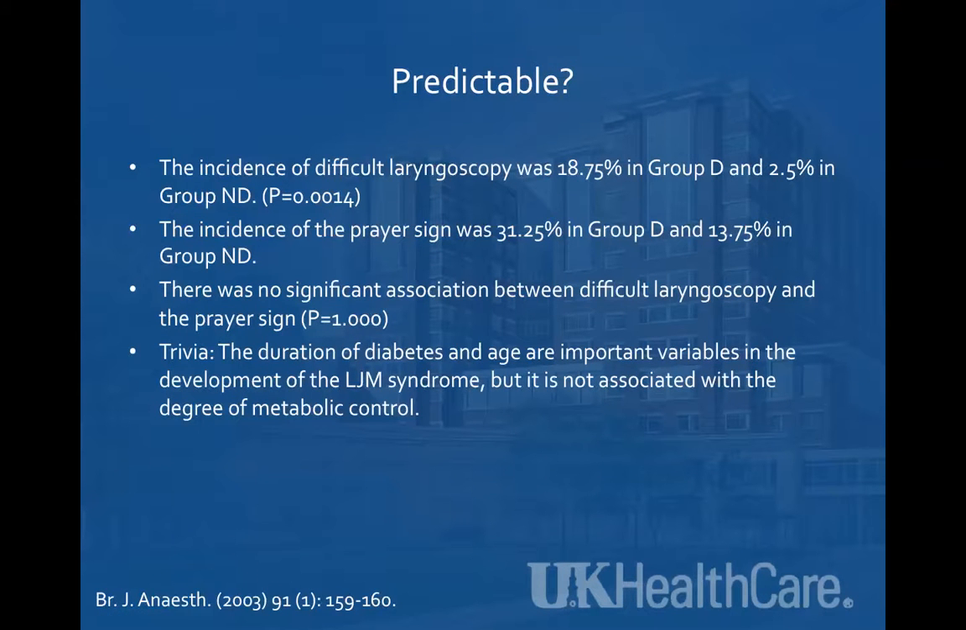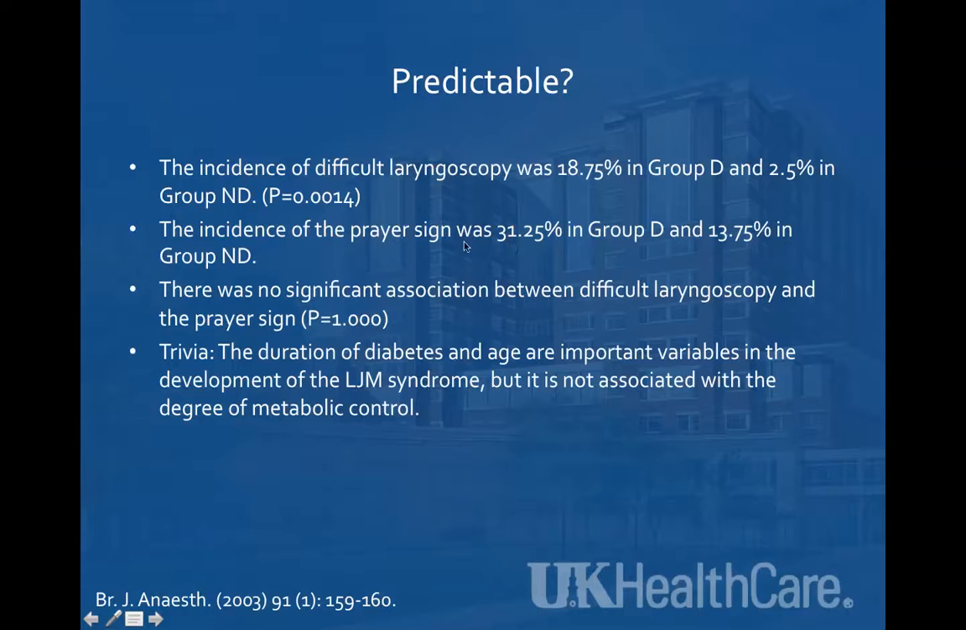They compared groups of diabetic patients and airway management challenges to non-diabetics, and this looks like a pretty high number, but this is what they have here from the British Journal of Anesthesia. 18% versus 2.5% is a pretty significant difference. Obviously, here's the p-value if you're interested. Here, comparing the prayer sign, it was approximately twice as often seen in the diabetes group as a non-diabetes group.